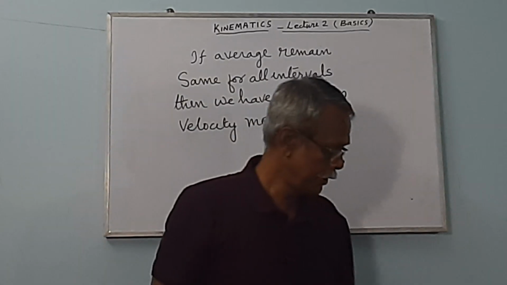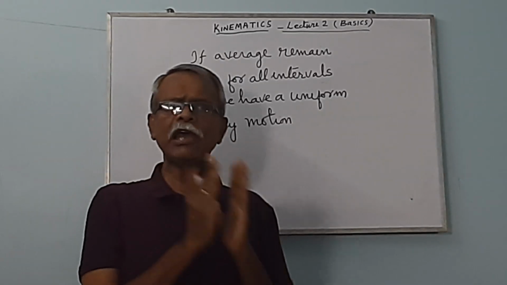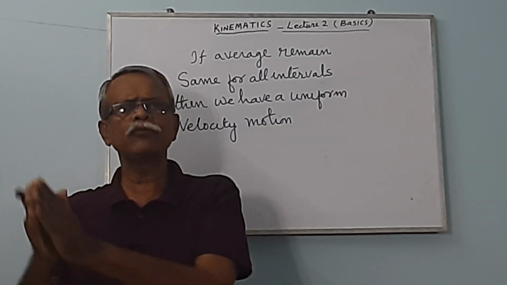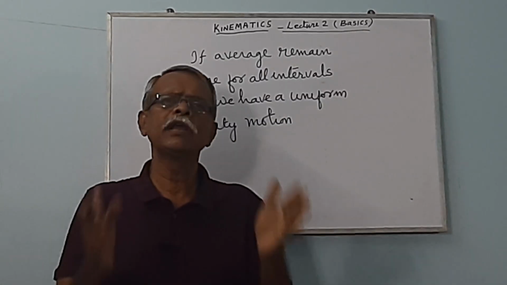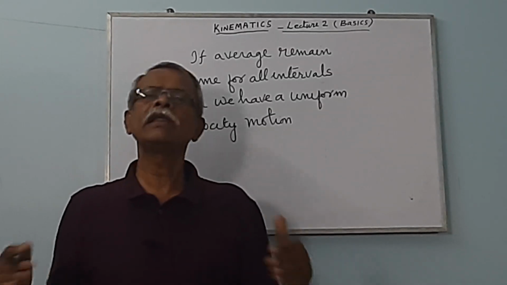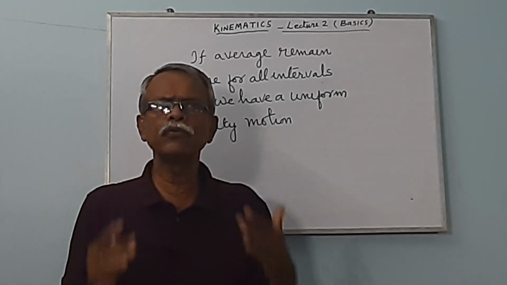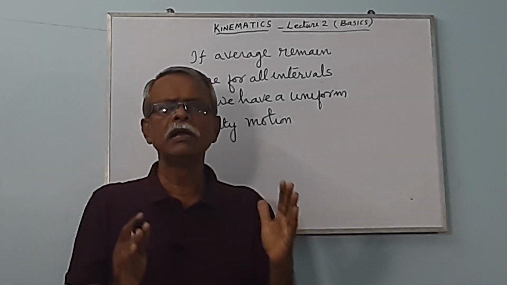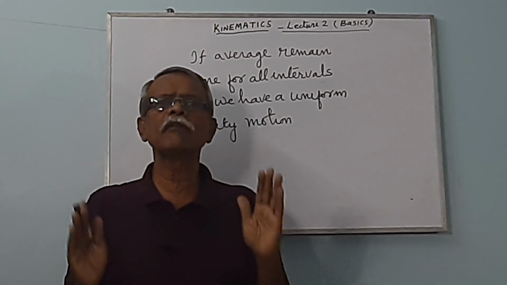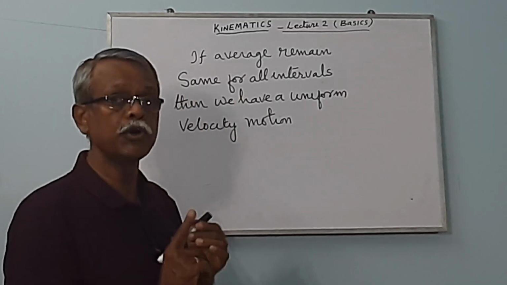Uniform motion means you take the average for the first 10 minutes, you get a value. Next 10 minutes, you get a value. Next 10 minutes or 5 minutes or 2 minutes, whatever be the time duration, you take the average value, all of them will be the same. And the instantaneous value also will be the same. That is called a uniform velocity motion. A particle traverses or covers equal displacement in equal intervals of time. That will be called a uniform motion.